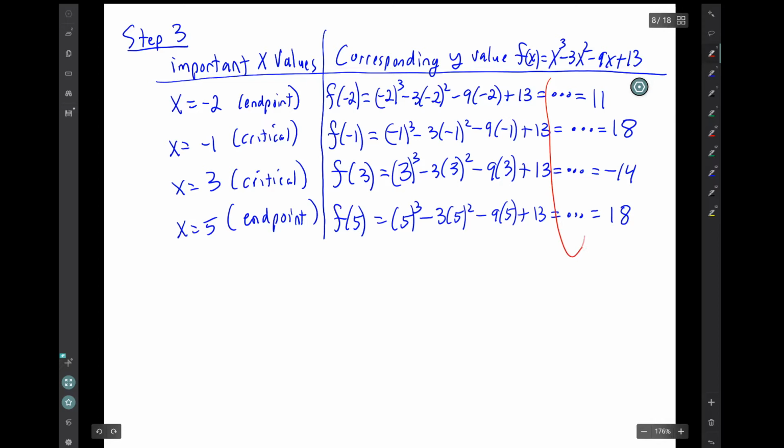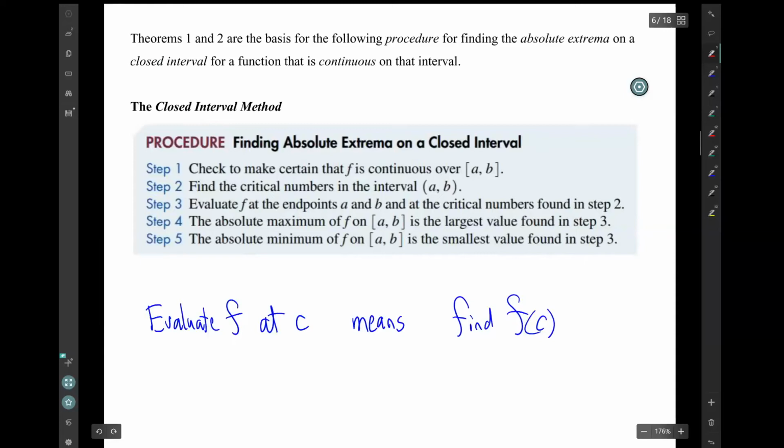I'm not going to show the details of these calculations. It's just arithmetic. That's prerequisite to a course like this. But there are the y values. So there is step 3. We've done step 1. We made sure our function was continuous. We've done step 2. We found the critical numbers. Step 3, we made the list of important x values, that is the endpoints and the critical numbers, and we evaluated the function at those important x values. That is, we found the corresponding y values.